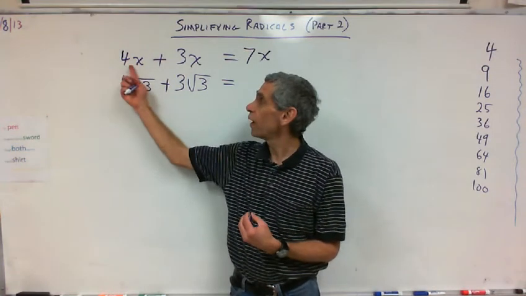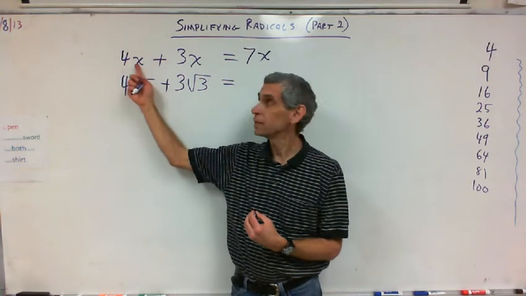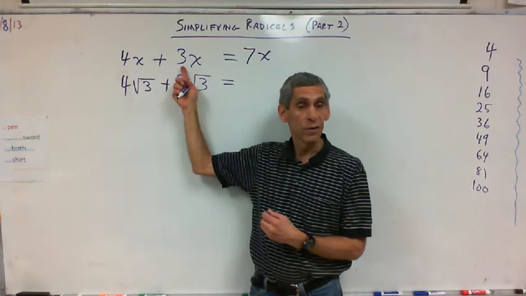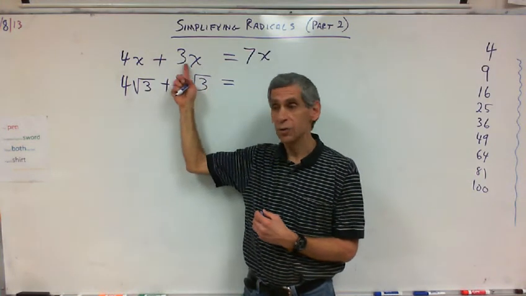This means I have 4 x's: x plus x plus x plus x. This says I have 3 x's, and I'm adding those to x plus x plus x. So I have 7 x's.